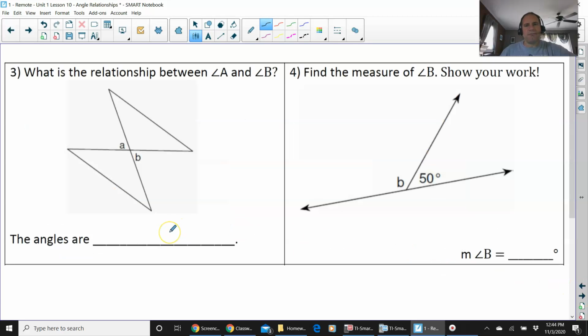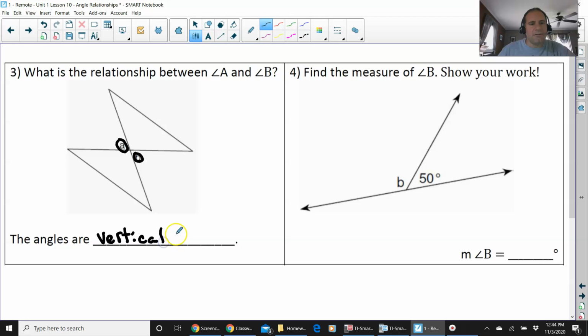Going on to number 3 and 4, you could press pause, try the problems, and we'll come back and review them. Press pause now. So taking a look at angle A here and angle B, what are they? The angles are vertical angles.